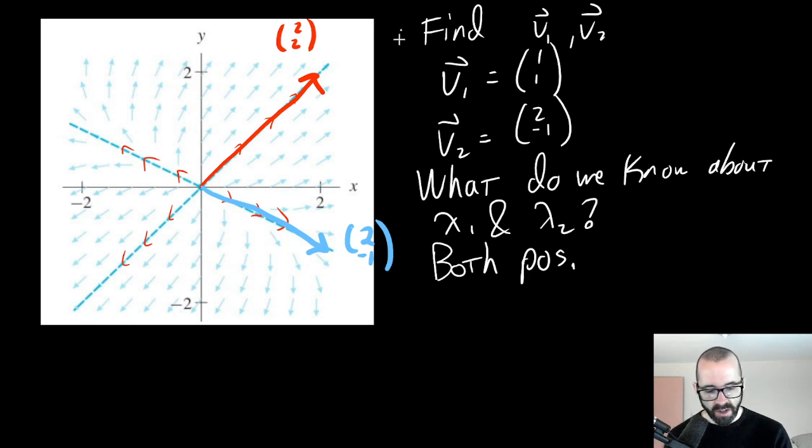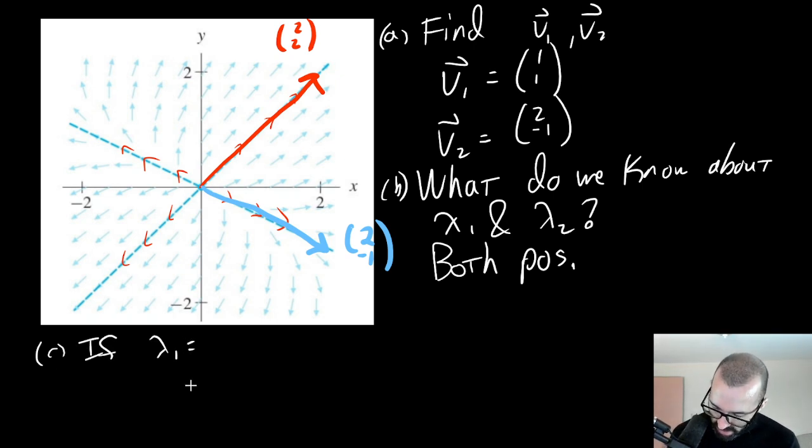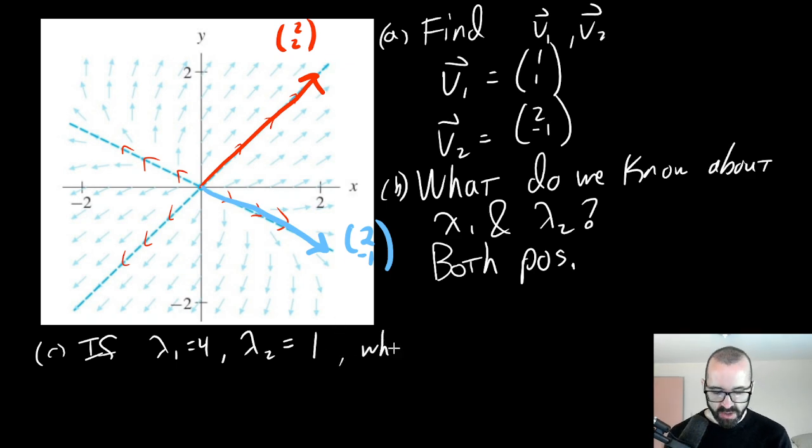So that's question A, and here's question B. Question C is: if I tell you what they are, so lambda 1, corresponding to the eigenvector 1, 1, is equal to 4, and I tell you that lambda 2 is equal to 1, what is the general solution?